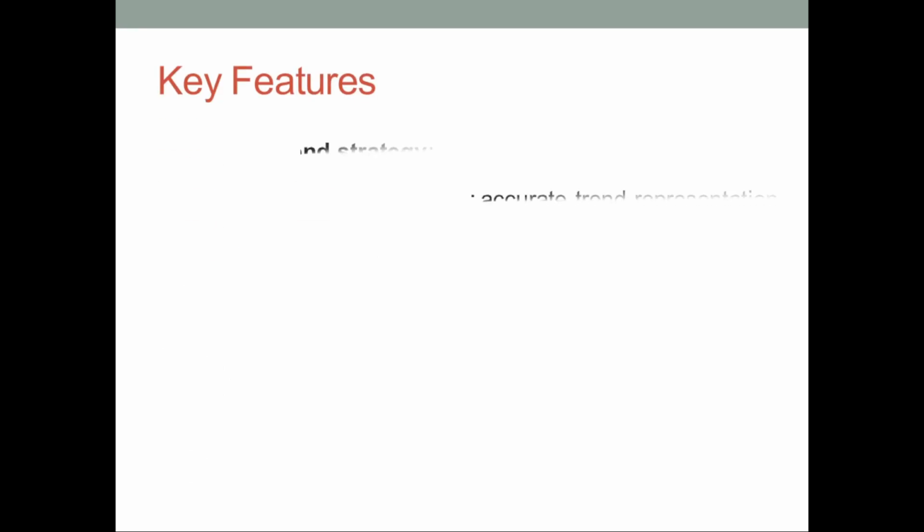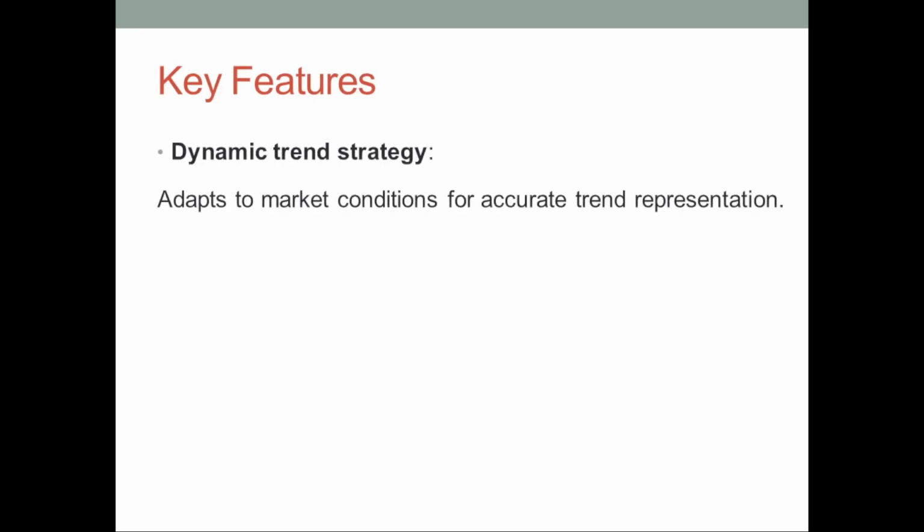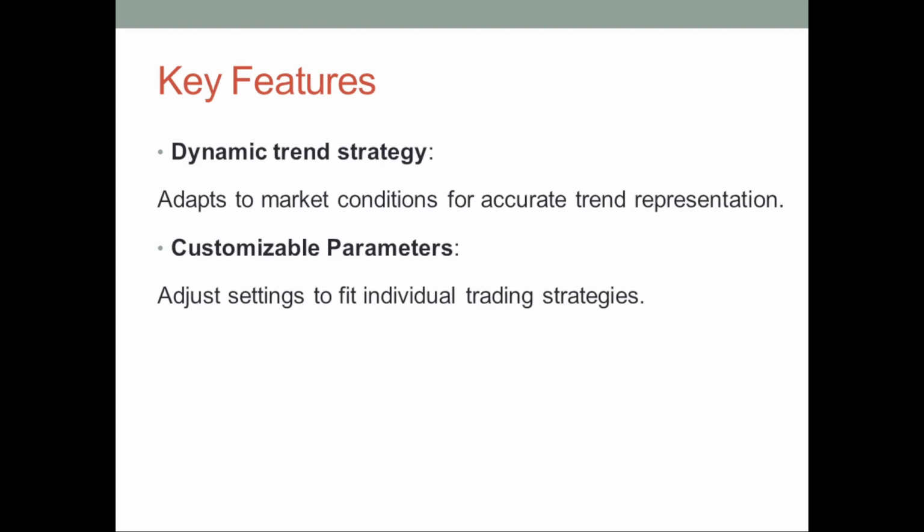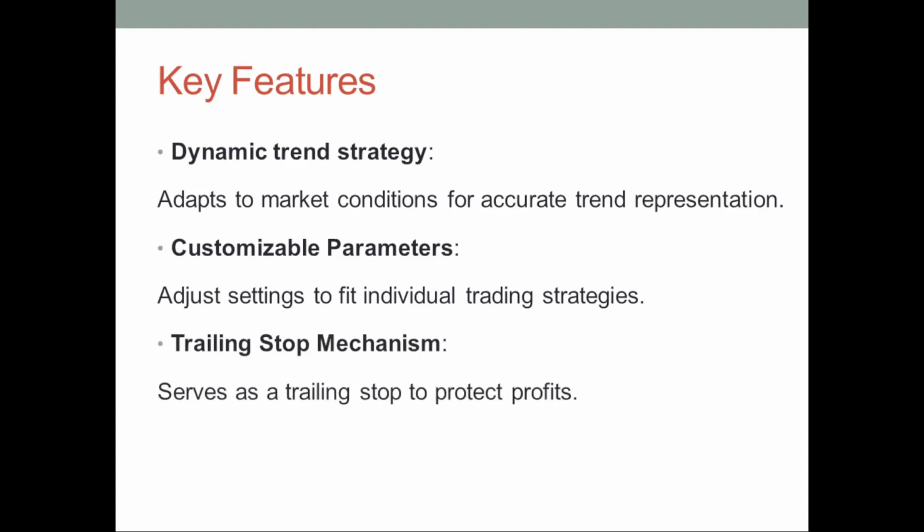So what are the key features? Like we already stated, this particular indicator can be used as a trailing stop, as it adapts to the current market movement. Also, you can customize it, like any other indicator, the way you usually customize moving averages. You can adjust its sensitivity to suit your trading style. Like I said, it can also be used as a trailing stop.